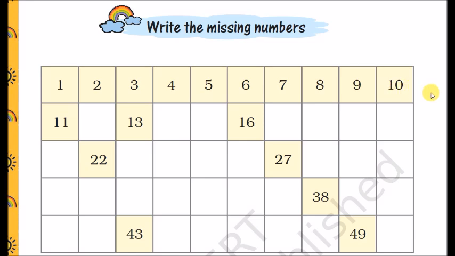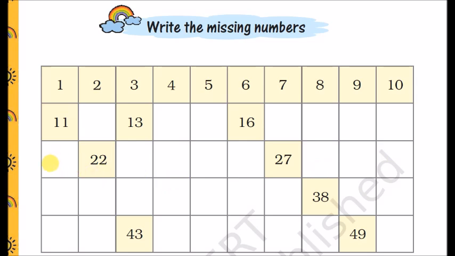Come on, say with me. 11, 1 and 1, 12, 13, 14, 1 and 4, 15, 1 and 5, 16, 1 and 6, 17, 1 and 7, 18, 1 and 8, 19, 1 and 9, 20, 2 and 0.